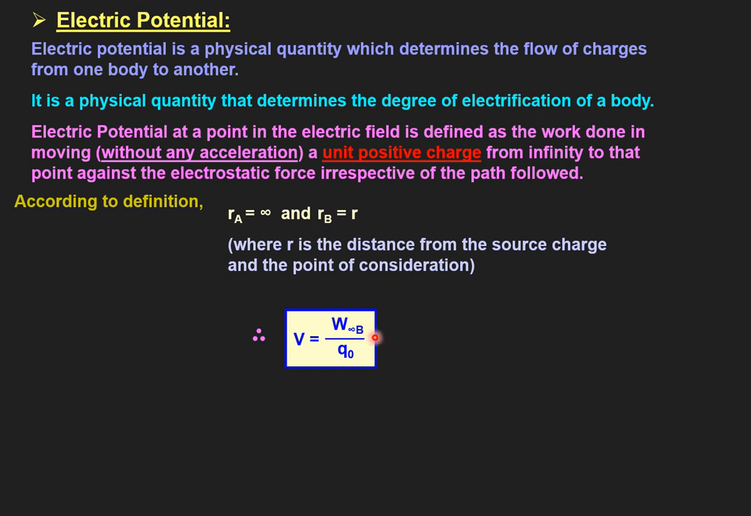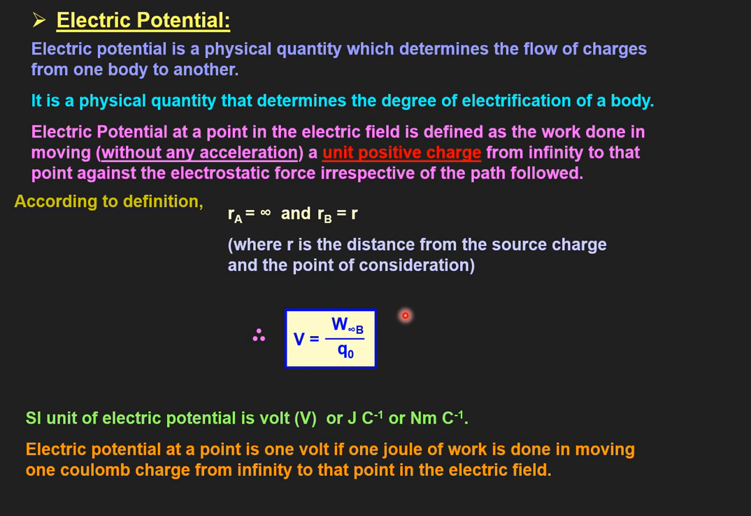This is the very common expression, and time and again we are going to use it. V will be equal to W divided by Q, work done per unit test charge. This expression you must remember. The SI unit of electric potential, as we know, is the volt, or joule per coulomb, or newton per coulomb into meter.